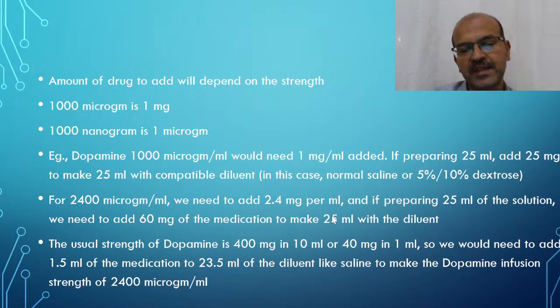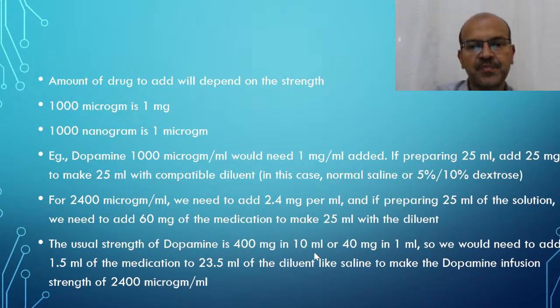So you can easily remember that when we prescribe dopamine infusion, the commonly used strength is 2400 microgram per ml, and you need to add 60 milligram. This is irrespective of the weight of the baby, so this kind of formulation is easier to use.